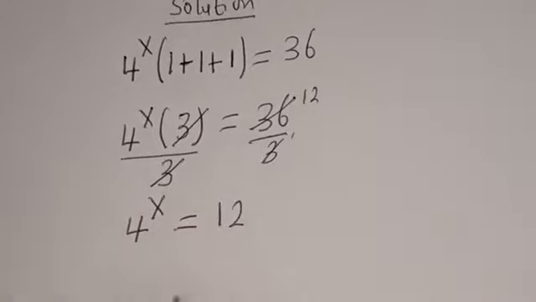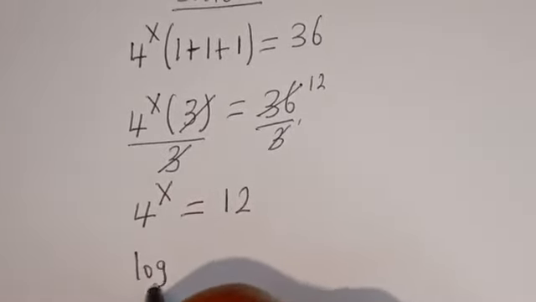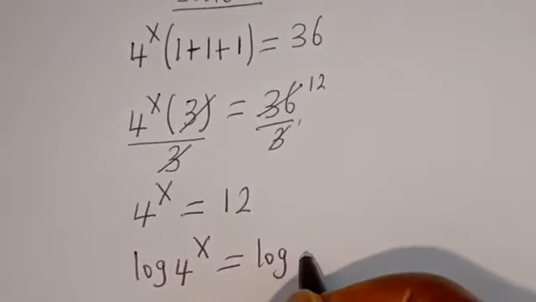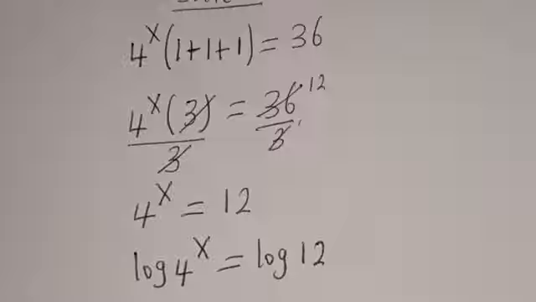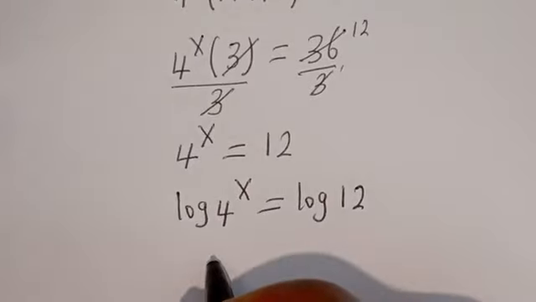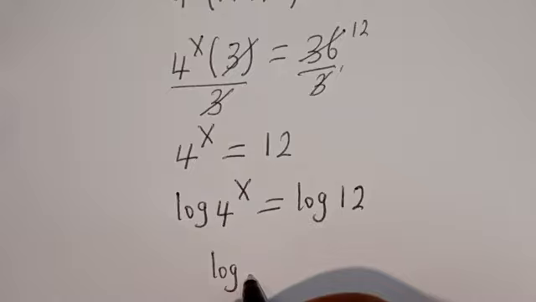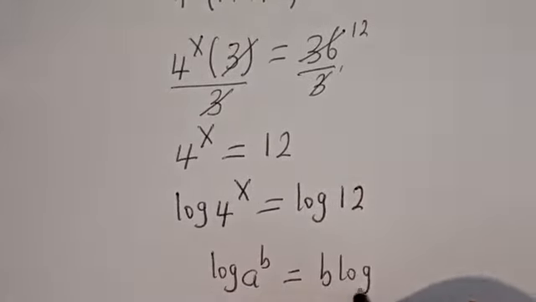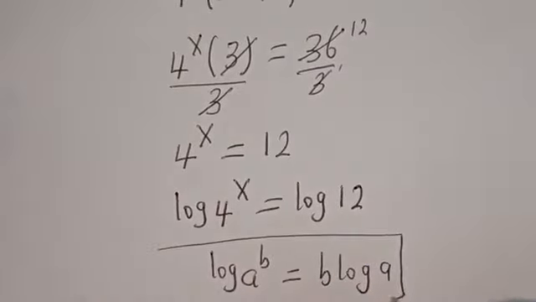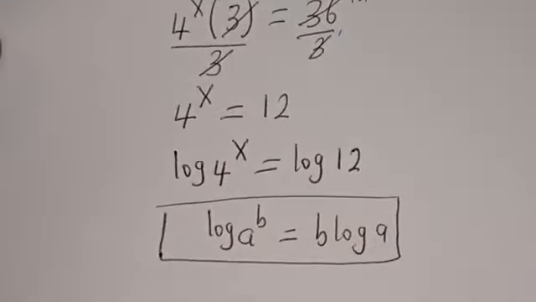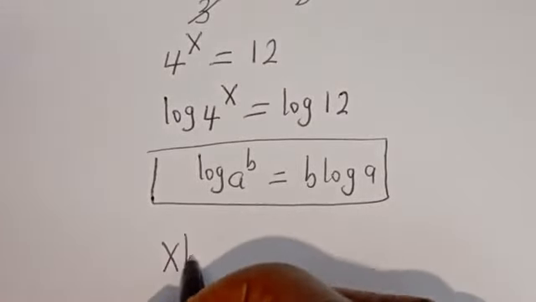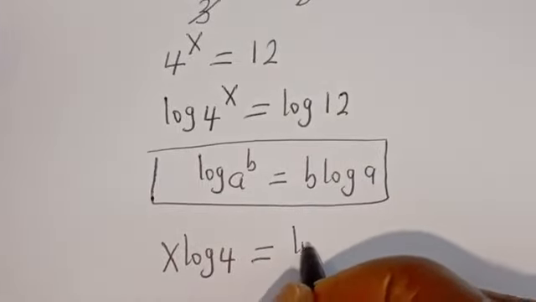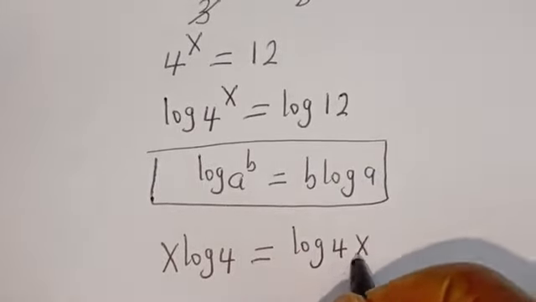Now let's take the log of both sides. At this point, we have log 4 to the power of s is equal to log 12. Then take note of this, that if you have log a to the power of b, this is equal to b log a. Then this equation can be written as s log 4 is equal to log 12, which can be written as log 4 multiplied by 3.